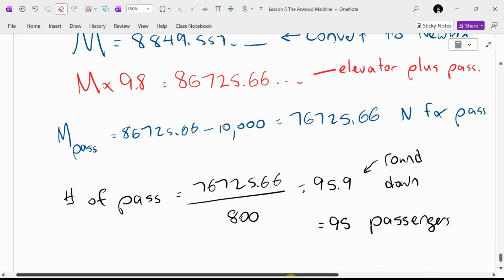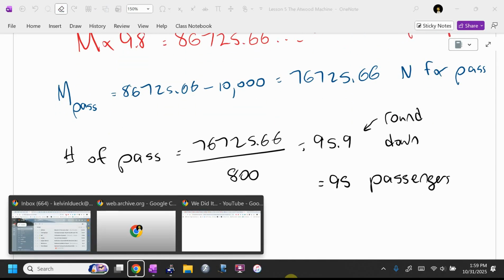And I would argue this is all physics 11. This is tough physics 11, but this is all physics 11. There was nothing new here. Hope that helps.